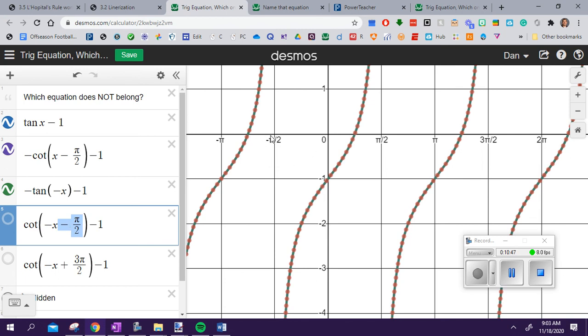It's a cotangent graph. So what's going to happen at the start of a cotangent graph? An asymptote line, which is what we got there. And this negative is going to do what to it? Flip it. So instead of starting up and going down, we're going to start down and go up. We got it.